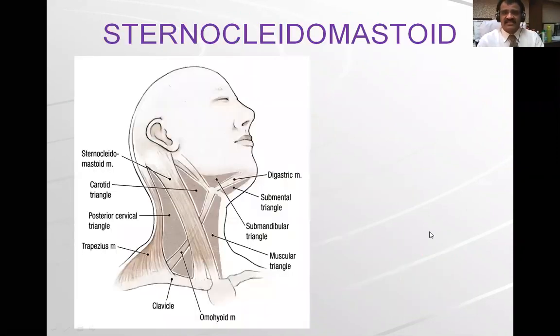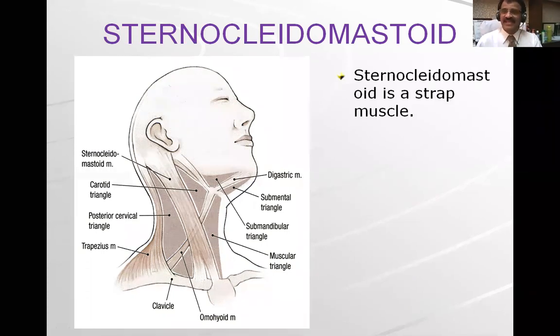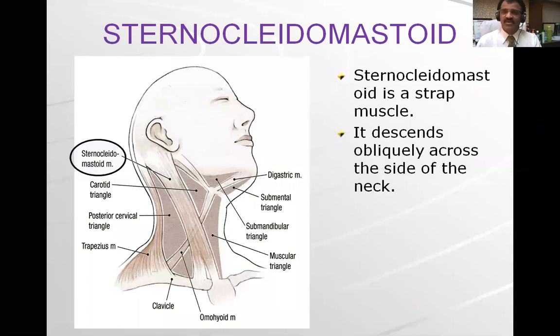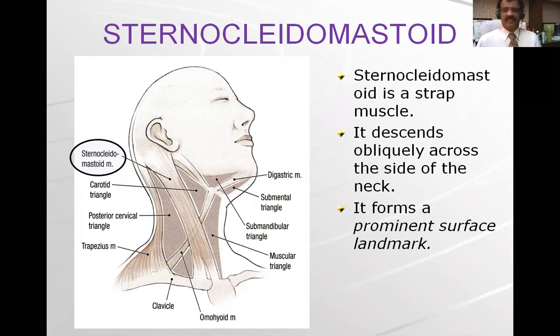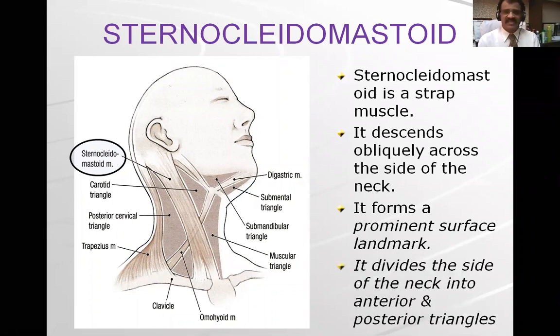My friends, I told you the sternocleidomastoid plays a key role in the division of the quadrangular side of the neck into anterior and posterior triangles. You can see in this image it is dividing the anterior and posterior triangles of the neck. The sternocleidomastoid muscle is a strap-like muscle on the neck which descends obliquely across the side of the neck, and it forms a prominent surface landmark. It divides the side of the neck into two triangles, the anterior triangle and the posterior triangle.